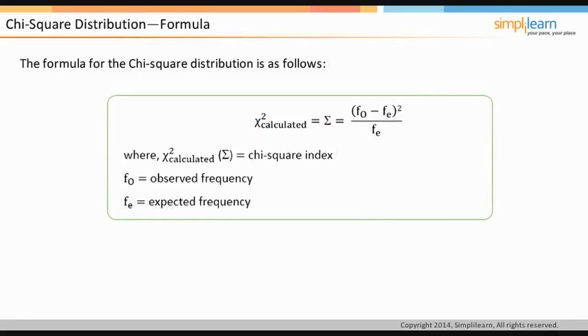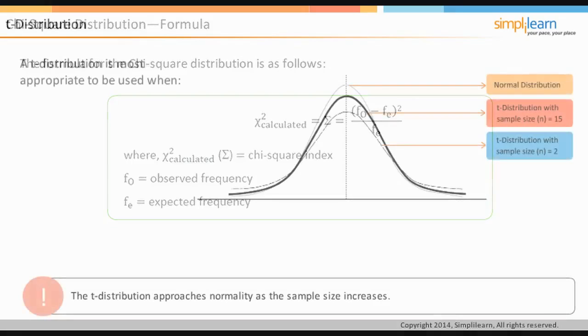Chi-square calculated, or sigma, or the chi-square index equals f of O minus f of E whole square divided by f of E. Here, f of O stands for an observed frequency, and f of E stands for an expected frequency, determined through a contingency table. Let us understand t-distribution in the next screen.